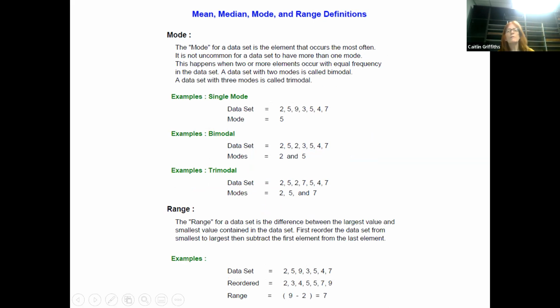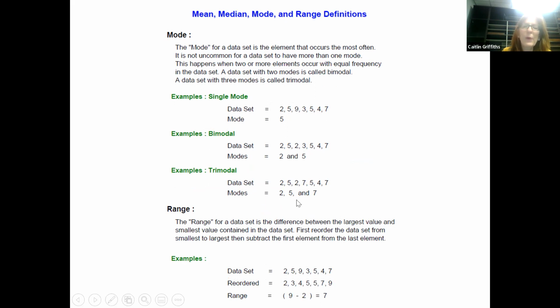And then we have some examples. Oh, it is trimodal. Okay, it's on this sheet. So single mode data set, which has one mode in the middle, but you can see that they have not ordered these numbers. So students would want to place these in order, find that middle number 5. Then we have bimodal and trimodal.